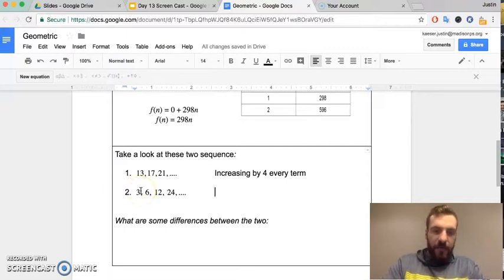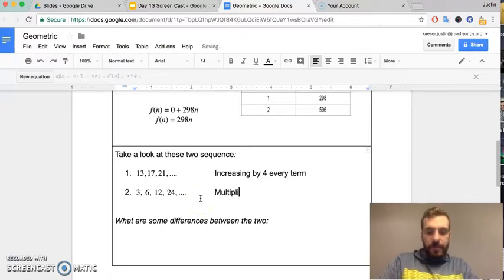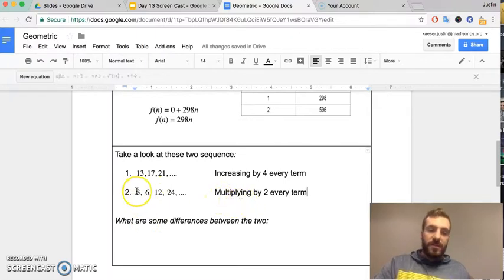So number 2 now, it's not increasing by the same thing each time. Because if you see, from 3 to 6, we're adding 3. But from 6 to 12, we're adding 6. So there's no common difference here. There's no increase by blank every term. What we have to say here is, this is times 2. 3 times 2 is 6. 6 times 2 is 12. 12 times 2 is 24. So we're actually multiplying by 2 every term. We take the previous term, multiply it by 2, and that's how you get the new term.